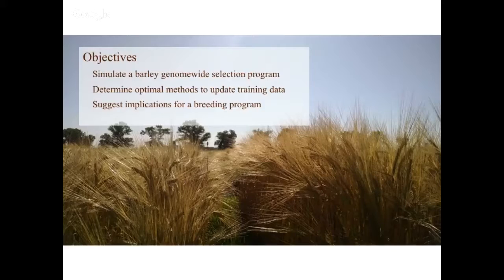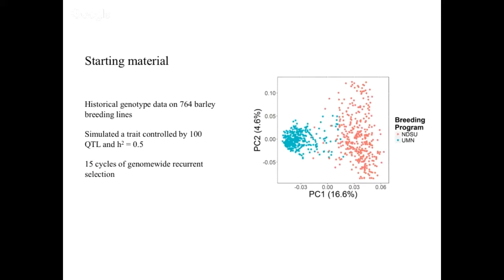Our starting material for our simulation included historical genotype data using SNP markers from 764 barley breeding lines from the University of Minnesota and North Dakota State University. And the relationship between those individuals is captured here on this PCA plot. I'm happy to continue the trend here with talks that include principal component analysis. But you can clearly see the difference in population structure between the University of Minnesota and North Dakota State University.